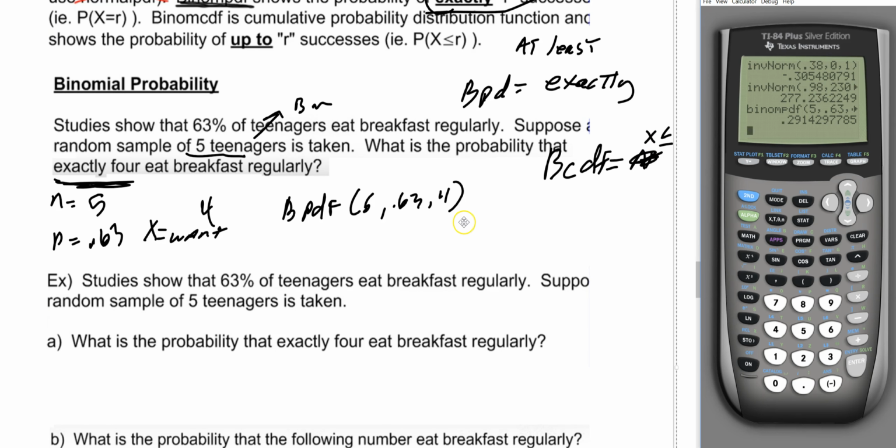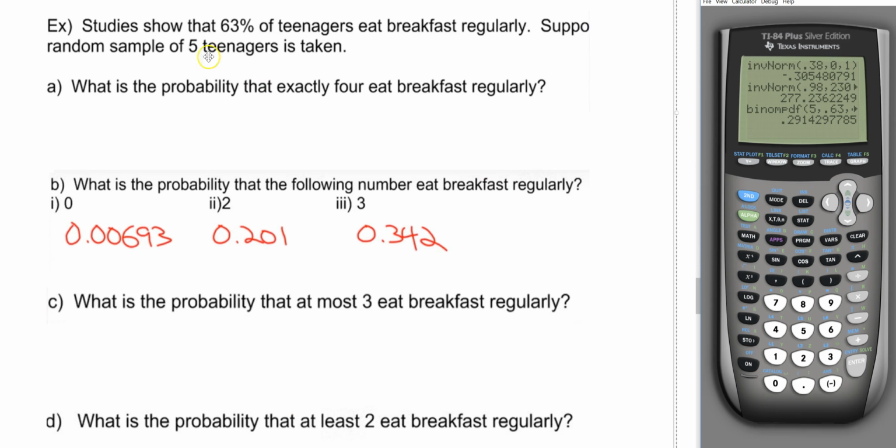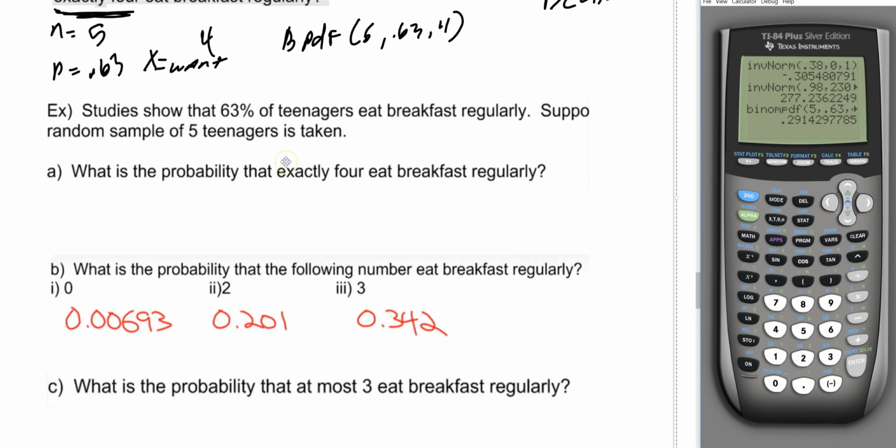About 29%. Next one. Studies show that 63% of teenagers eat breakfast regularly. So same study. Suppose that a random sample of 5 teenagers is taken. What's the probability exactly 4 eat breakfast regularly? Hey, we did that already. 0.29.